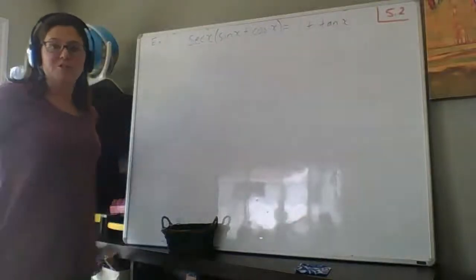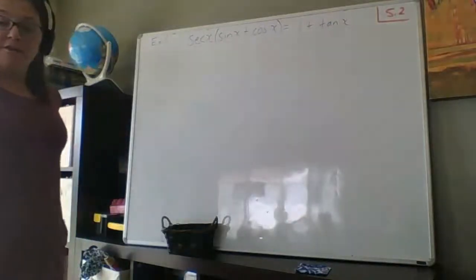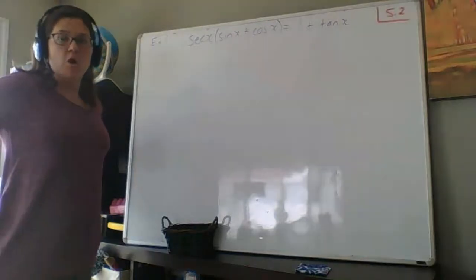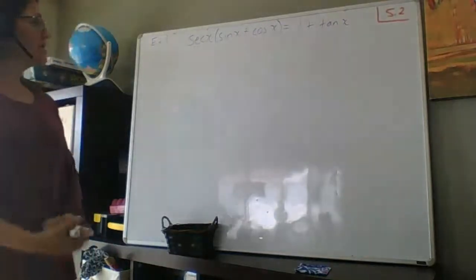Hello, welcome to 5.2 Verifying Trigonometric Identities. We are going to start with the first few examples.